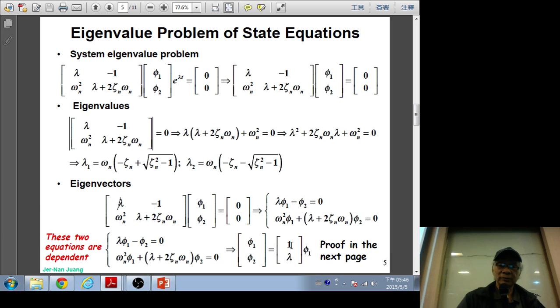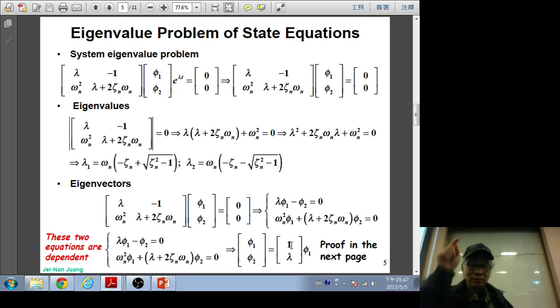Now from here, we can conclude that for any eigenvector, the amplitude is not unique. So phi1 can be 1, 2, 3, or 10. Any value is still an eigenvector. So it is 1, lambda times a constant, and that constant can be any value, because that constant does not change the direction of the eigenvector. It changes the amplitude of the eigenvector. All right. Now the next page will show you.